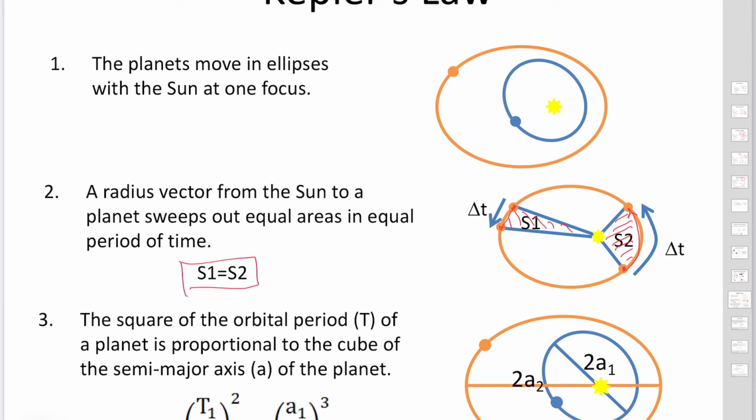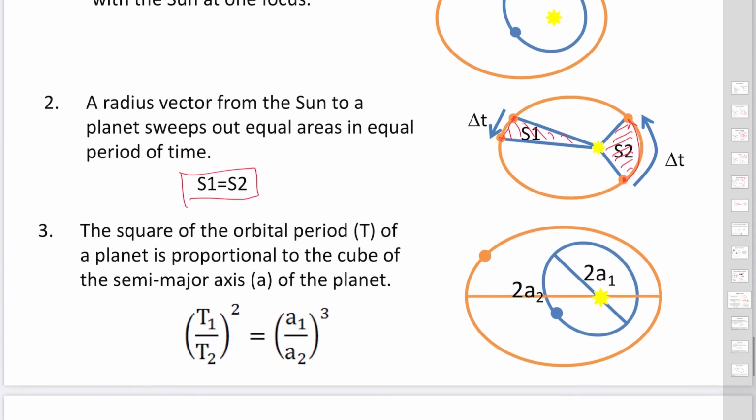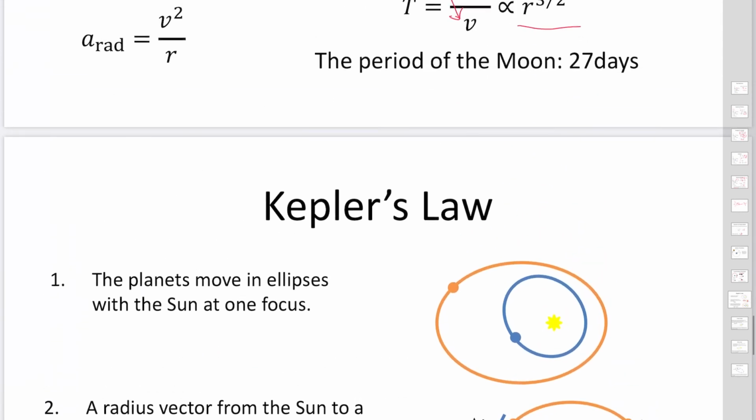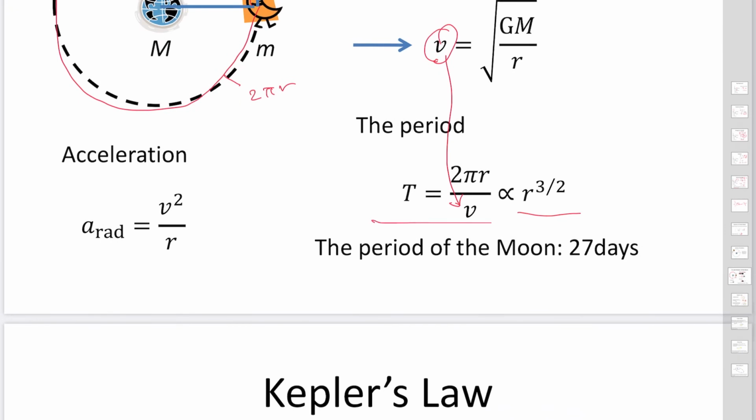And Kepler's third law says the square of the orbital period T of the planet is proportional to the cube of the semi-major axis of the planet. Actually, this equation is exactly equal to Kepler's third law. If we use Newton's second law, we can explain Kepler's third law.